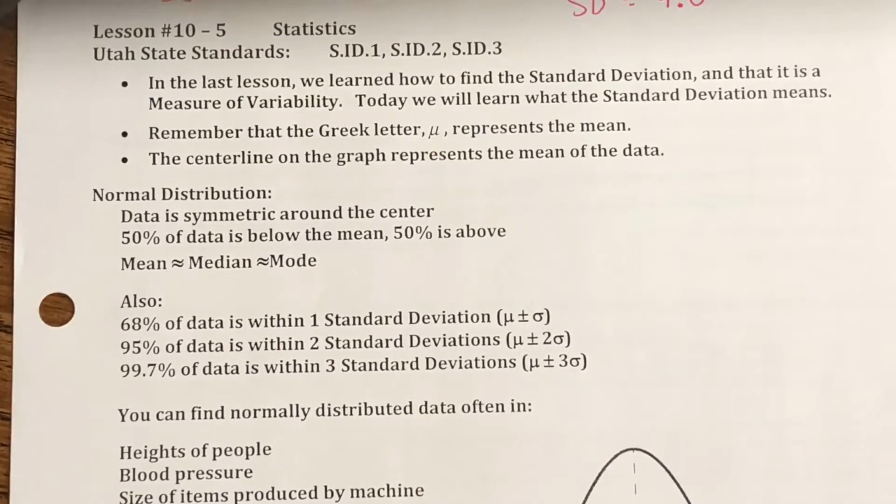This is the video lesson for number 10-5. In the last lesson, we learned how to find the standard deviation and that it is a measure of variability. Today, we are going to learn what the standard deviation actually means.